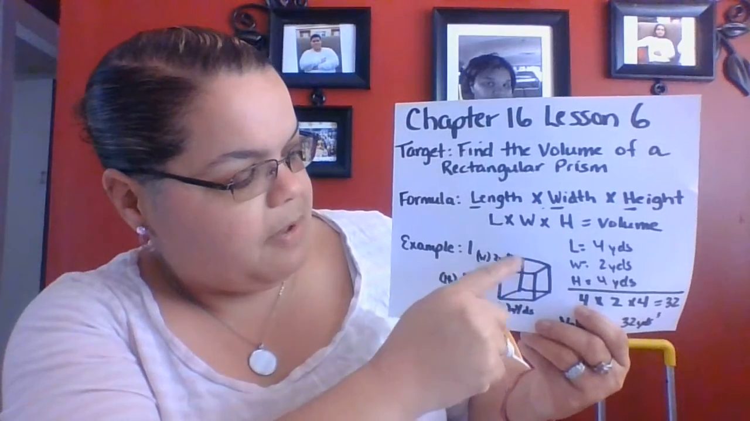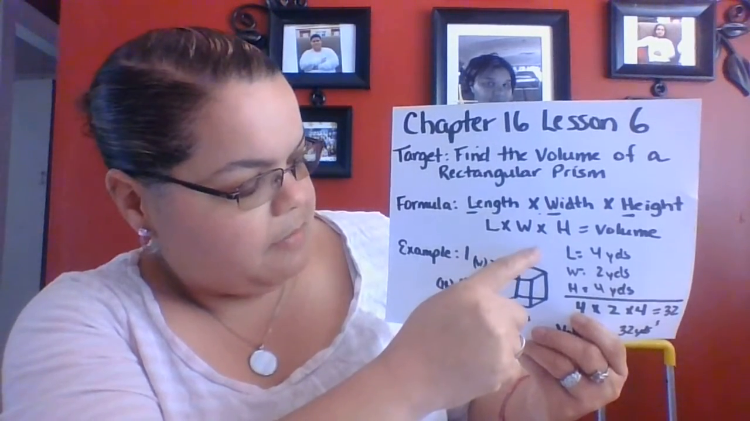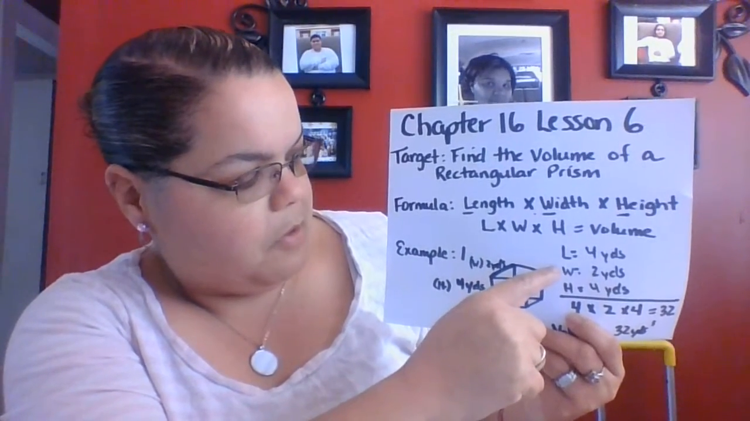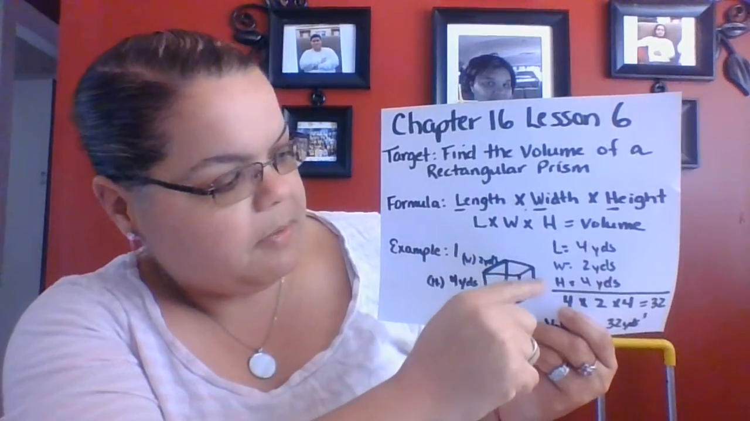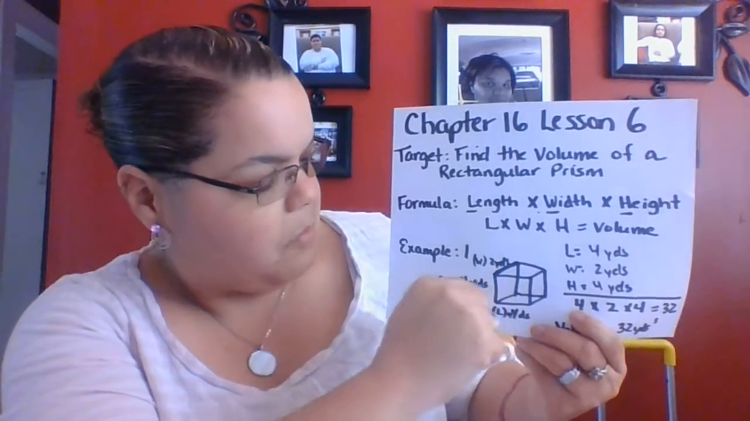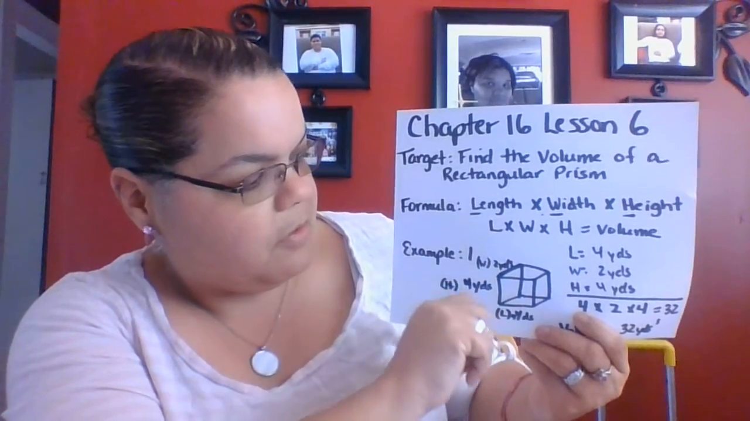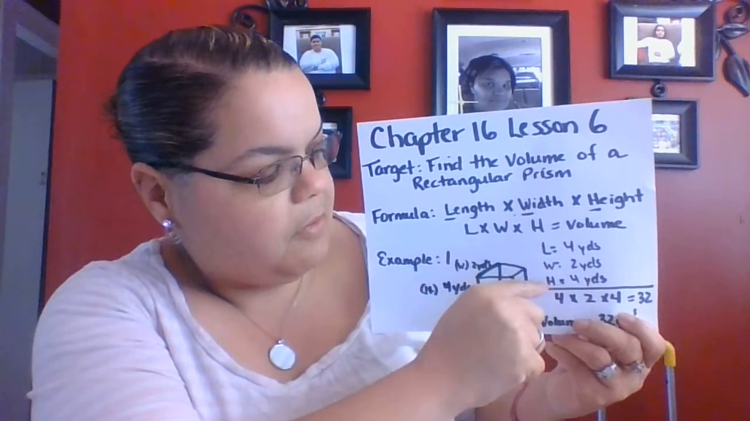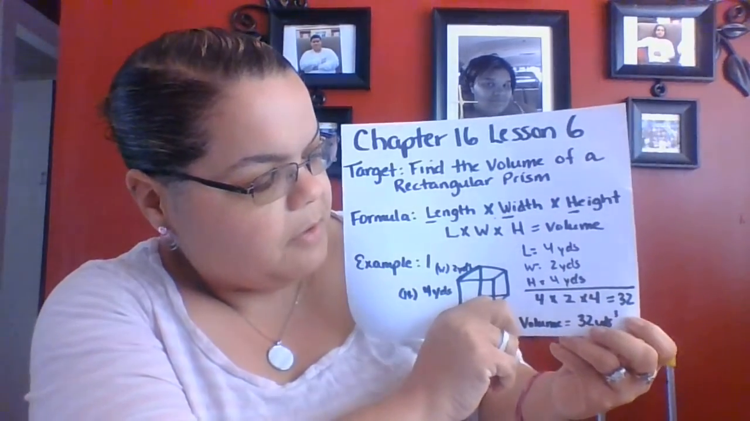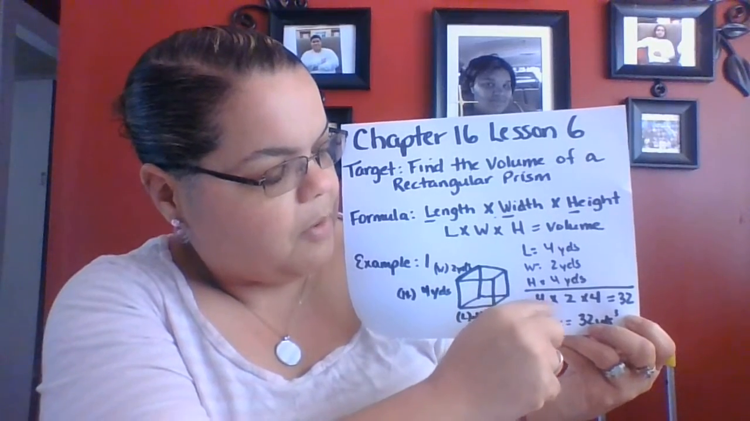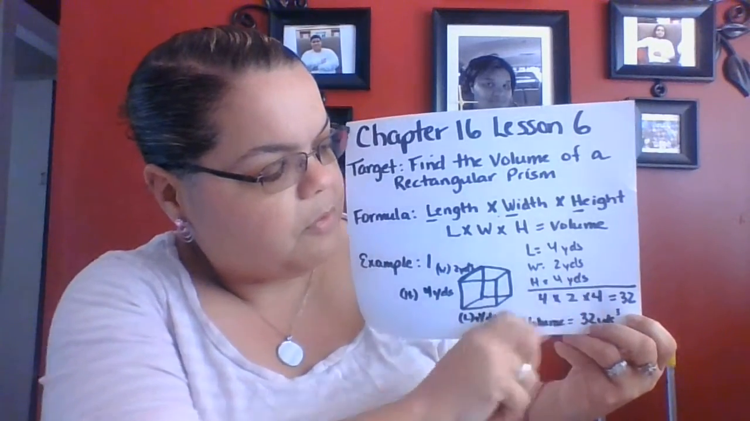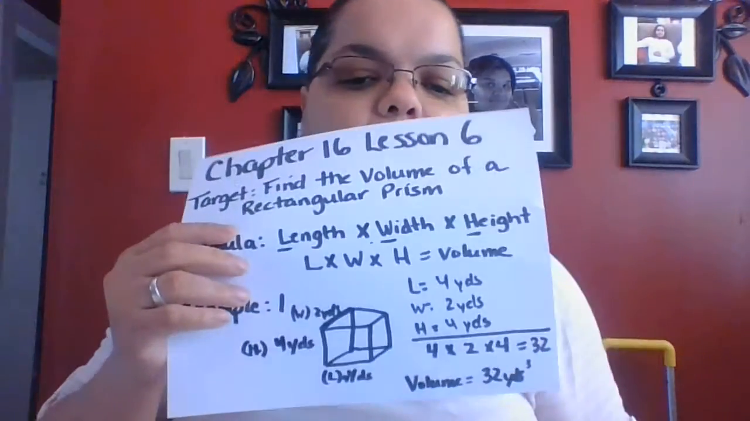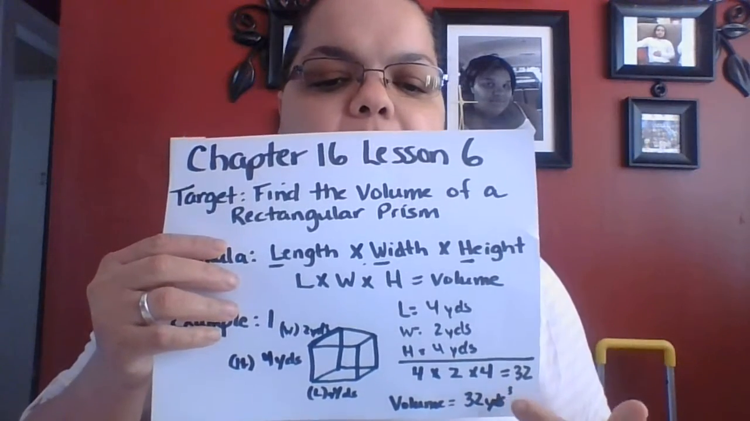The first example I have here, you see a little cube. The length of the cube is 4 yards, which is down here. The width of the cube is 2 yards, which is up here. And the height of the cube is here, which is 4 yards. So we have length 4 yards, width 2 yards, height 4 yards. We're going to put them into the formula. 4 times 2 times 4 equals 32. So the volume is 32 cubic units.